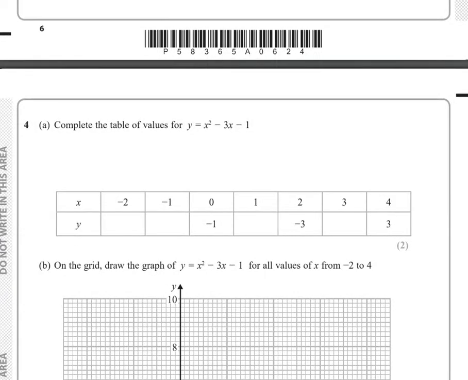Complete the table of values. So the key thing here is when you put it in your calculator for the negative numbers, you've got to put the negative in brackets, otherwise your calculator makes a mistake. 3 minus 2 is 1. Okay. And so we put it in brackets.